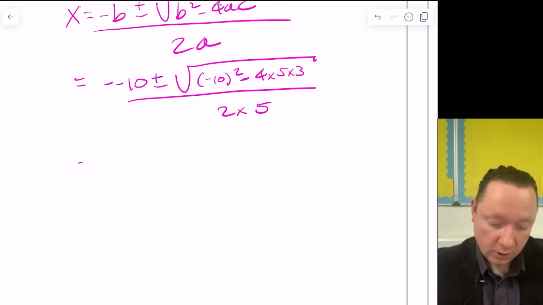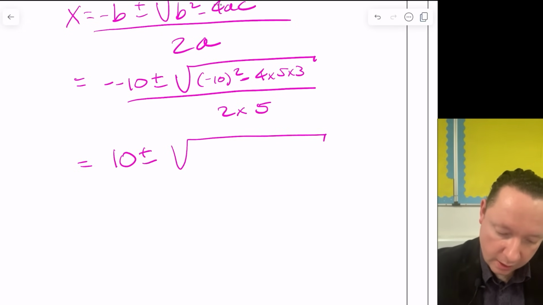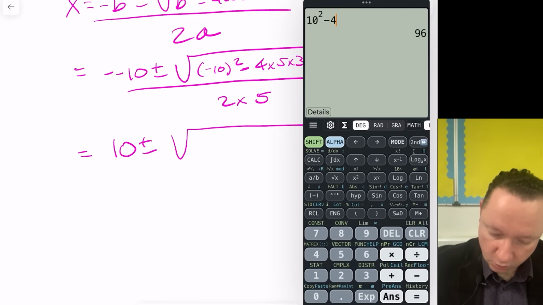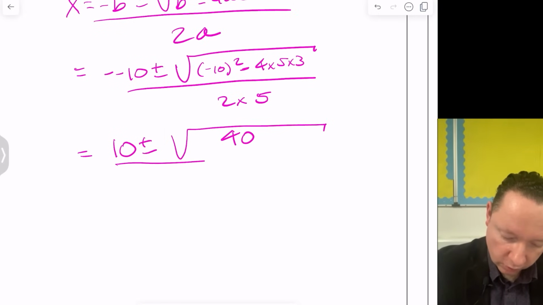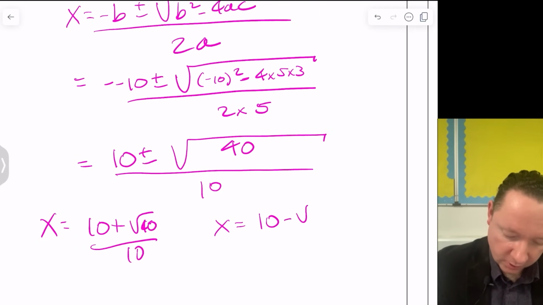So that gives me plus 10 plus or minus the square root, and you can do that bit in your calculator. 10 squared minus 4 times 5 times 3 is 40. All over 2 fives is 10. x is 10 plus root 40 over 10. x equals 10 minus root 40 over 10.